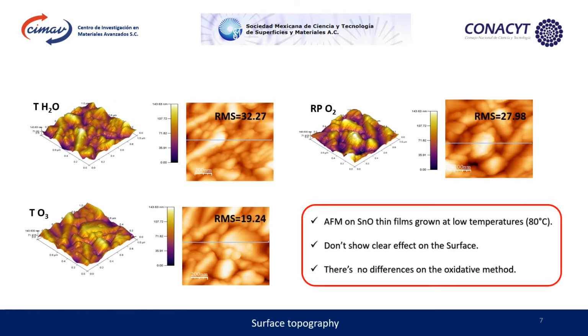Surface topography analysis was performed with atomic force microscopy on films grown at low temperatures, and they don't show a clear difference in the oxygen source. Furthermore, there is no clear effect on surface topography.